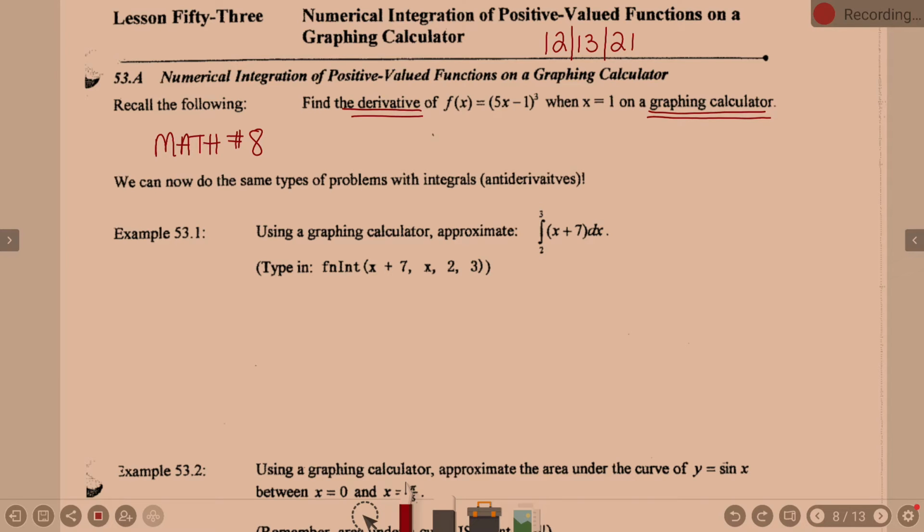And when you're filling that in on the calculator, you're filling in what? It's d over dx of what goes in your parenthesis? The function, so 5x minus 1, quantity cubed. And then you have that evaluation bar. And then it's going to be x equals 1. That sounds familiar, right?